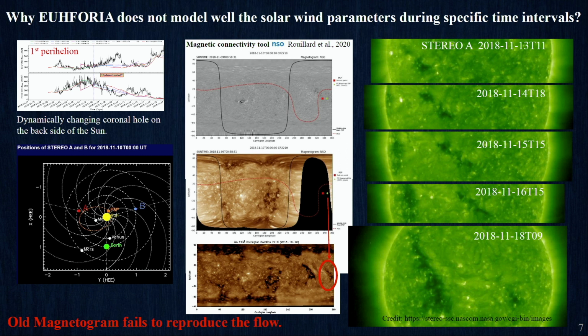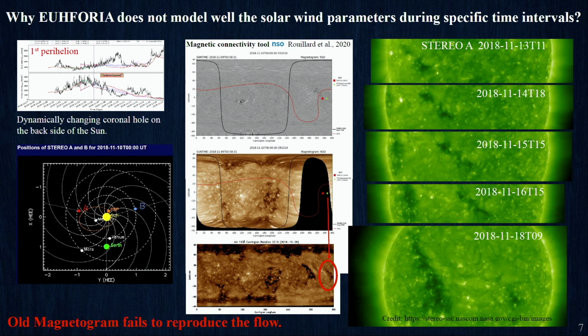And when we see the trajectory plot, the PSP is around the east limb of STEREO-A. So on the next days, it could come to the front side of STEREO. So we looked at those UV images. When we see that in UV images on the next days, this is that coronal hole. We can see how it changes dynamically over a few days. But EUHFORIA uses the old magnetogram, so it could not properly model the solar wind.